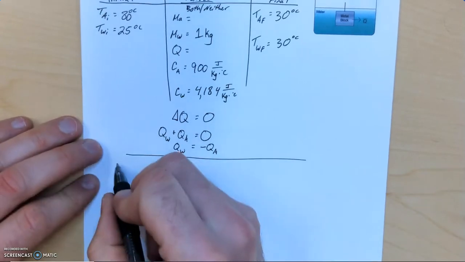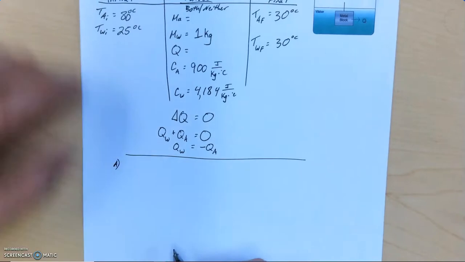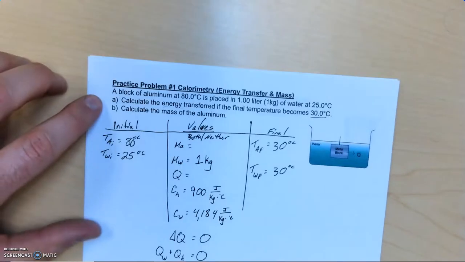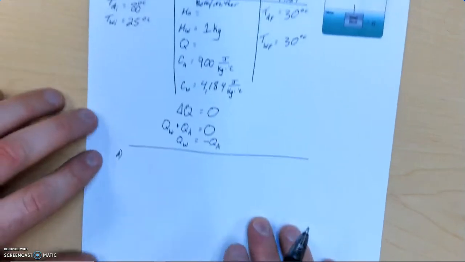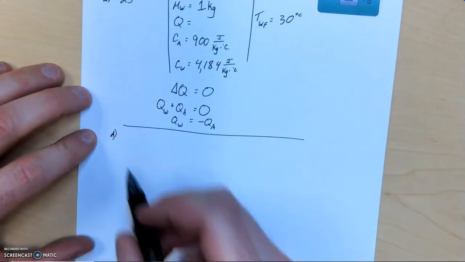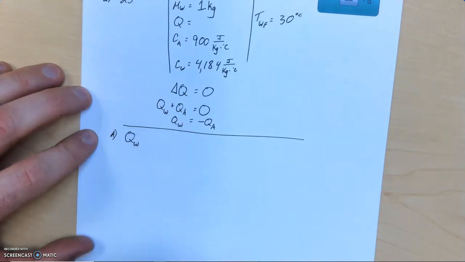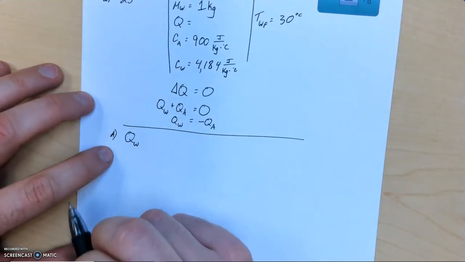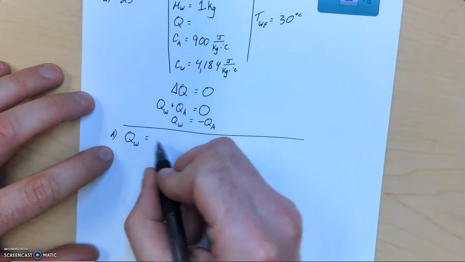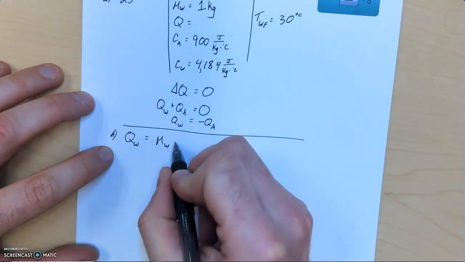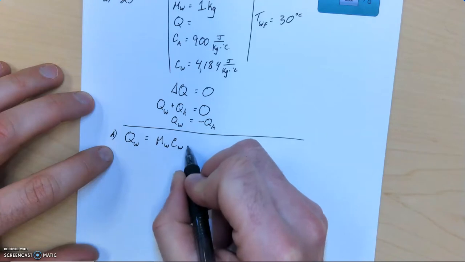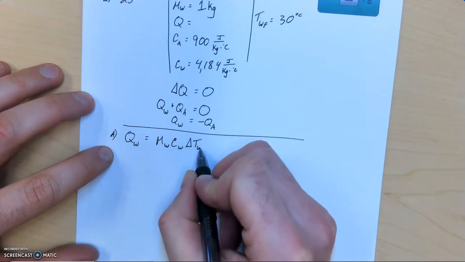All right, so let's solve for A. Part A up here says calculate the energy transfer if the final temperature becomes 30 degrees. So we'll come down here and we're going to use the formula that I pointed out on your sheet. The energy transfer of the water is going to be equal to the mass of the water times the specific heat of the water times the temperature change of the water.